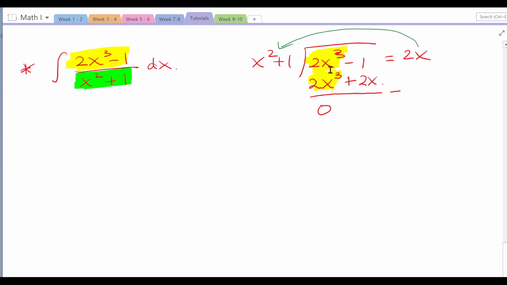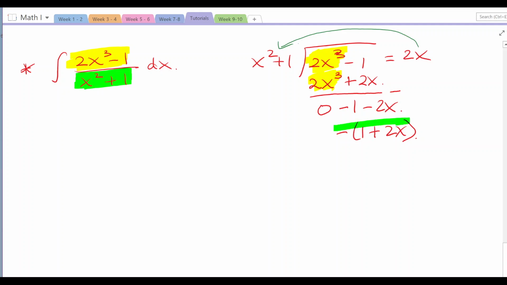This is very important to get the same. 2x times x squared becomes 2x cubed, so when we subtract, the whole thing becomes 0. We only end up with negative 1 minus 2x. That's the leftover, if you like. So we have minus 1 minus 2x, which we can write as minus, 1 plus 2x. Same thing. So this will be our leftover.